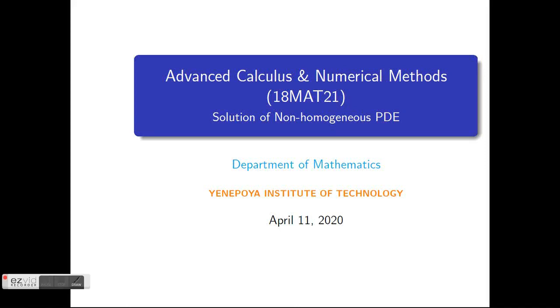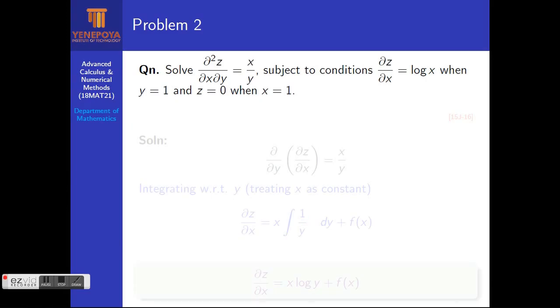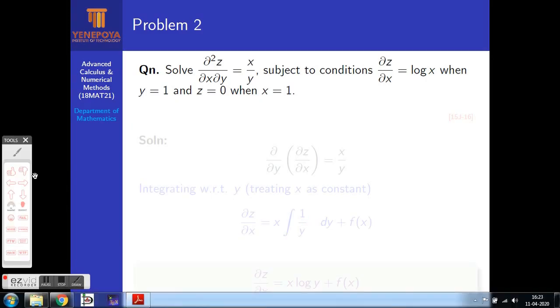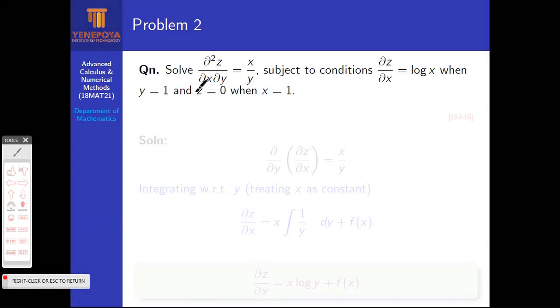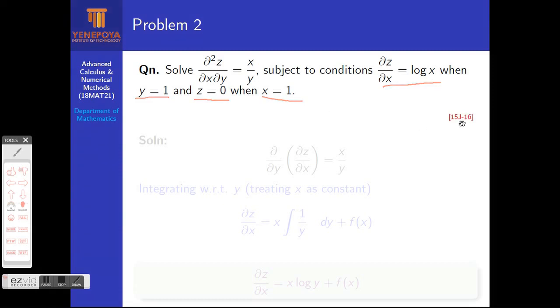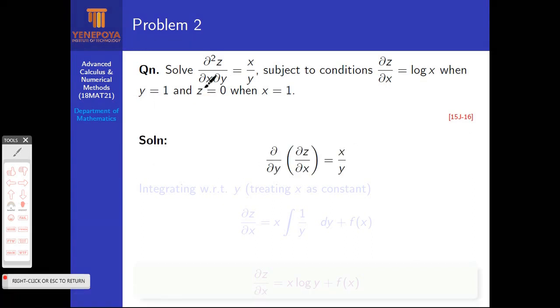Hello everyone, we'll discuss the second problem, that is solve ∂²z/∂x∂y is equal to x divided by y, subjected to the condition ∂z/∂x is equal to log x when y equal to 1 and z equal to 0 when x is equal to 1. This problem is asked in 15th scheme July 16 question paper of BTU. We'll check out the solution of this problem.